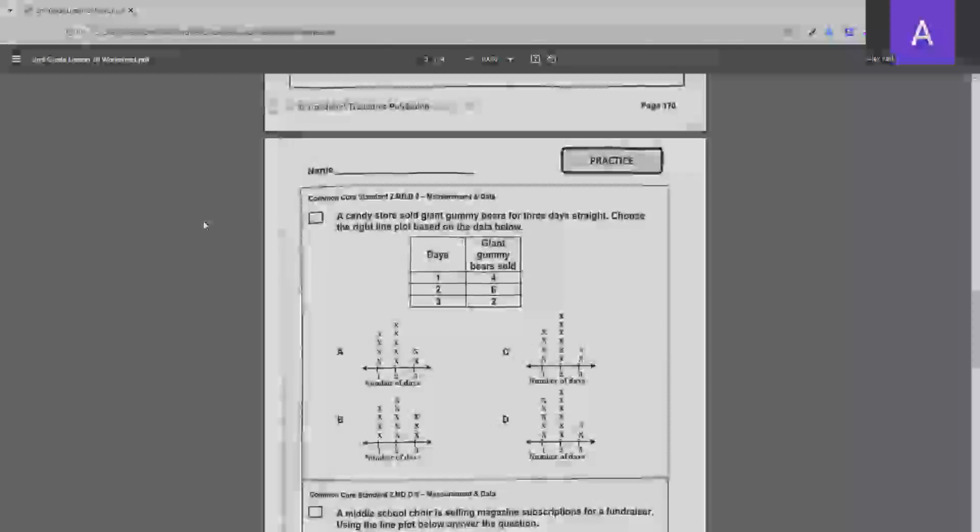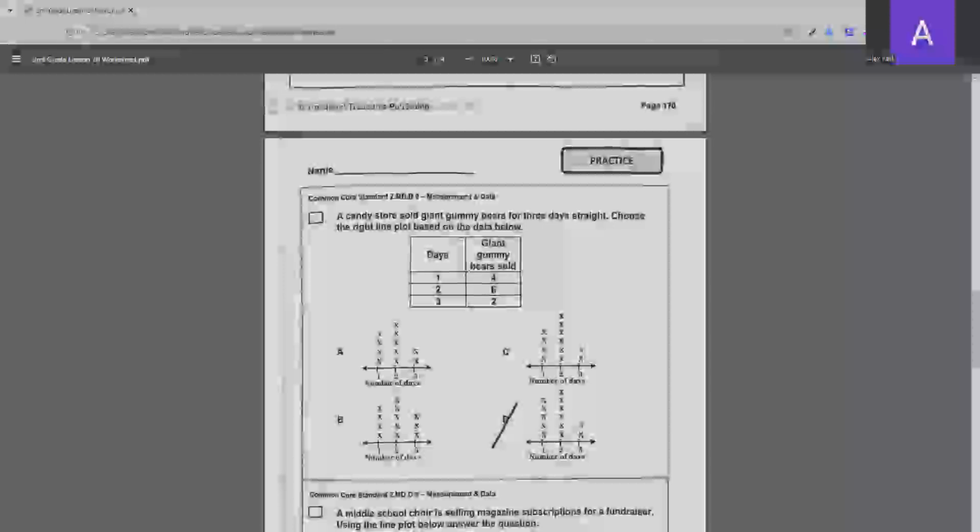Next, a candy store sold giant gummy bears for 3 days straight. Choose the right line plot based on the data below. So on day one, 4 gummy bears were sold, and let's look at our data. A for day one is 4, which is correct. B is 4, which is correct. C is 4, which is correct. But D is 5 X's, which is incorrect.